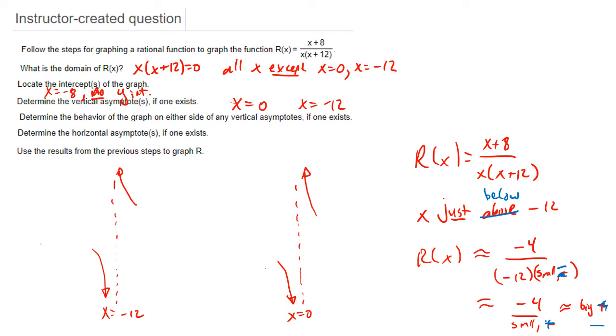Okay. This sort of argument will get much faster as you practice it more. Okay, determine the horizontal asymptotes. Well, looking back up at our original r of x, the top is of degree 1. The denominator is of degree 2. Since the denominator has larger degree, the horizontal asymptote is automatically given by y equals 0.